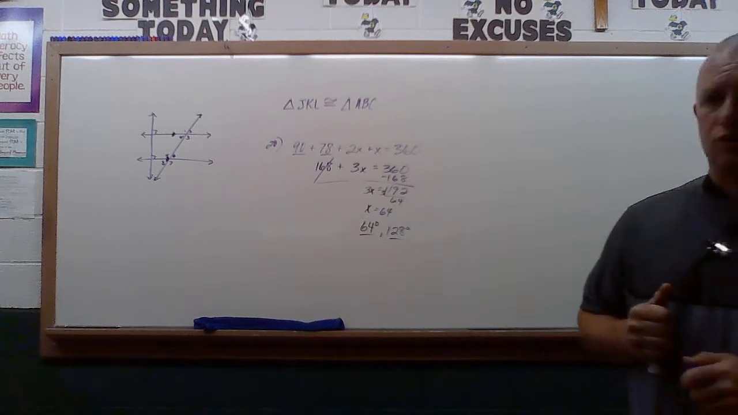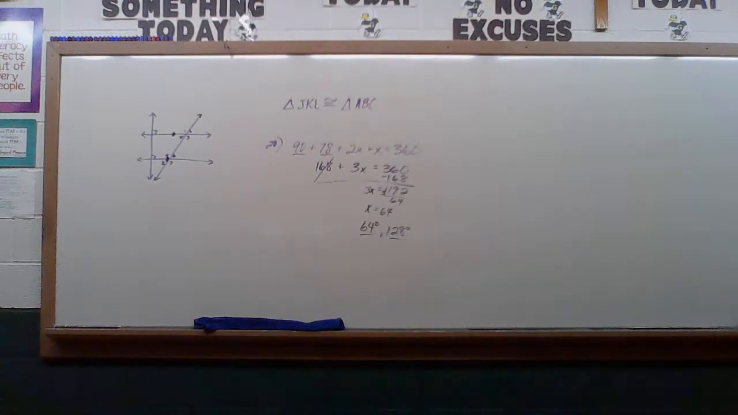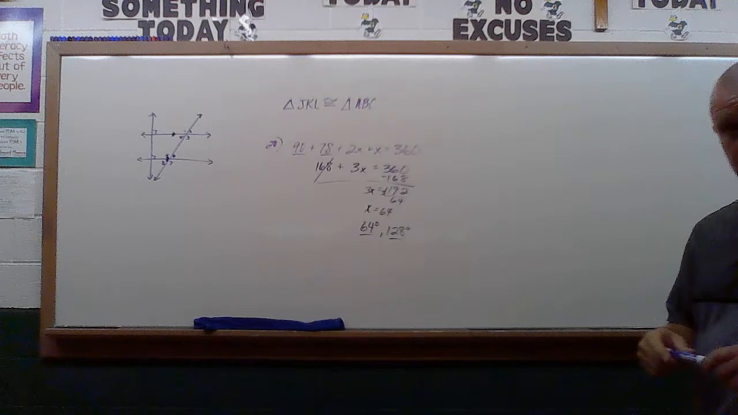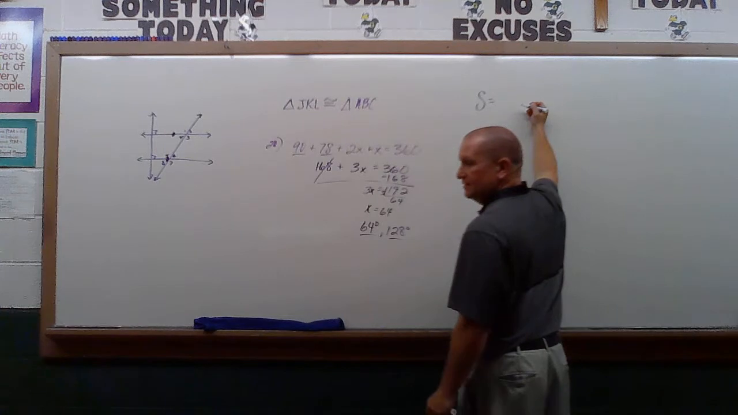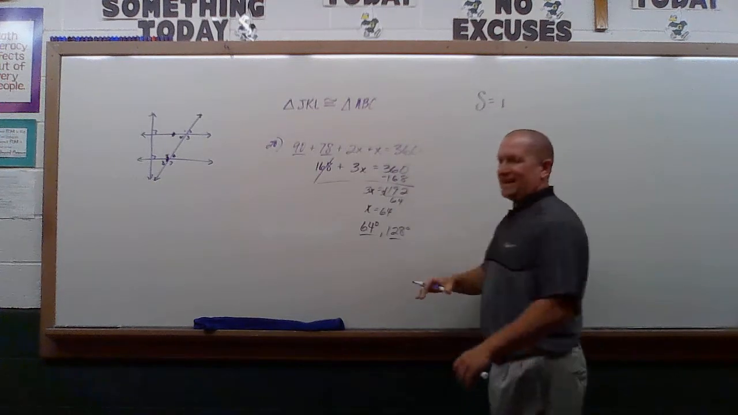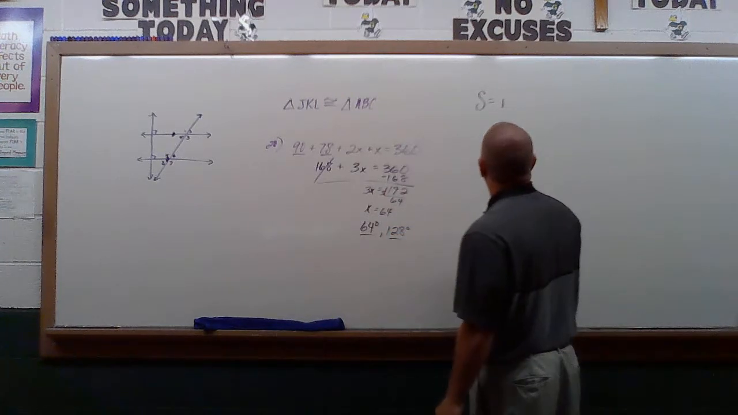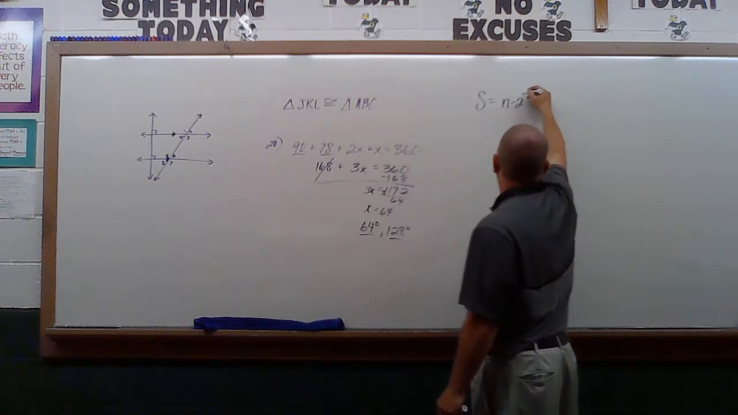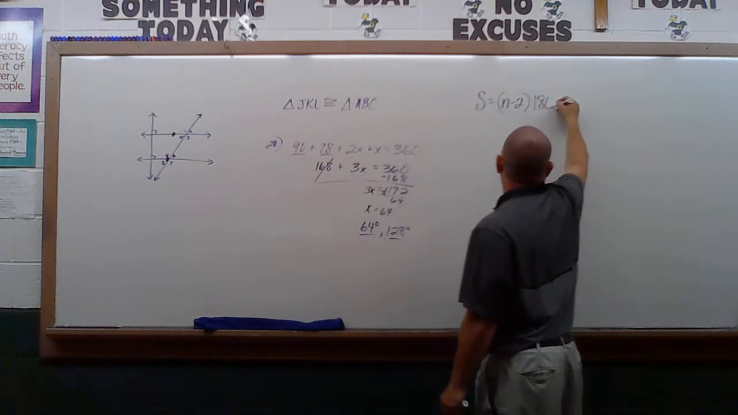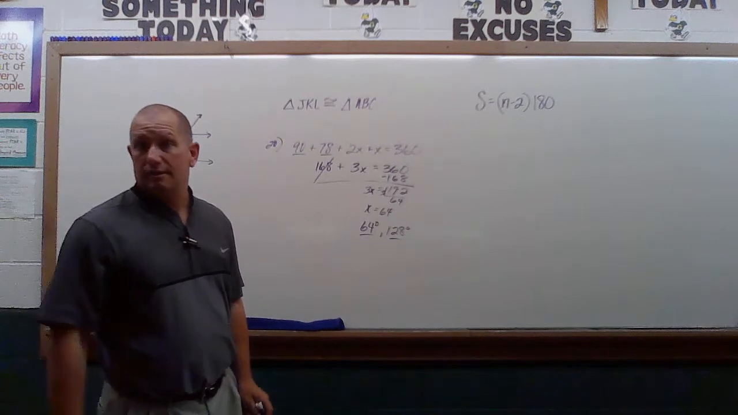Without looking at the next page, what is the formula to find the sum of all the angles inside any polygon? S equals parentheses, N minus 2, times 180. That's for the sum. The other one, where you divide by the original number, is for if it's regular.